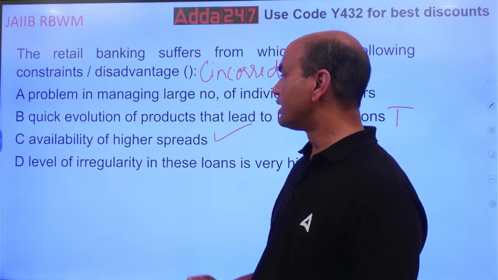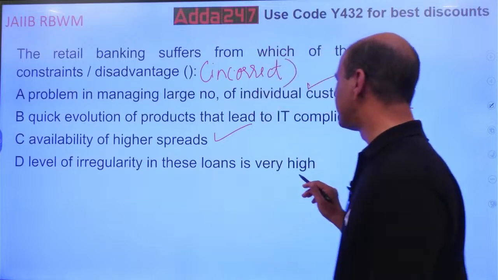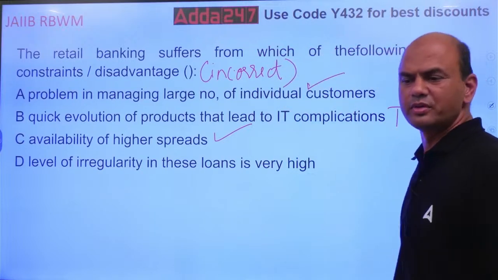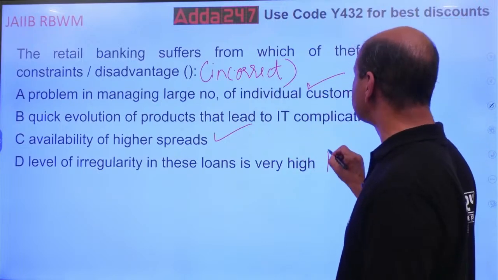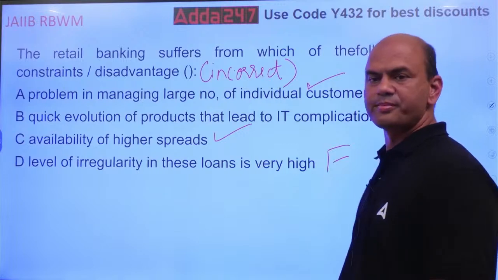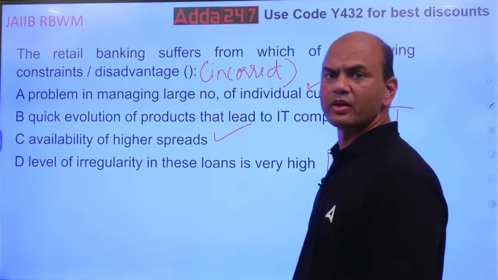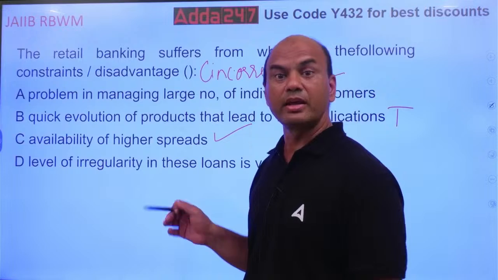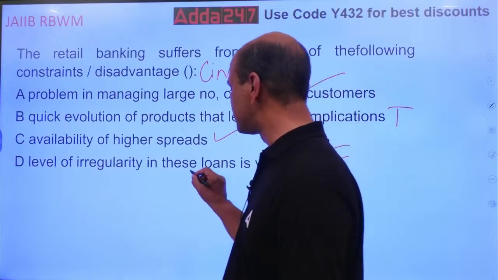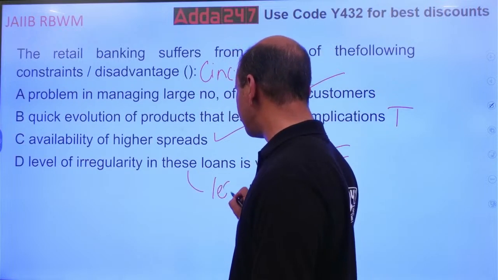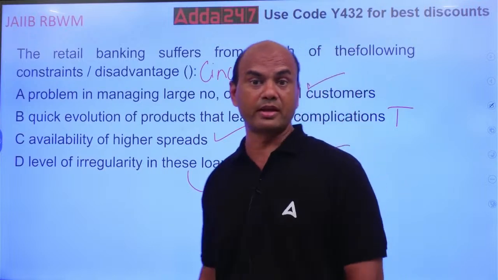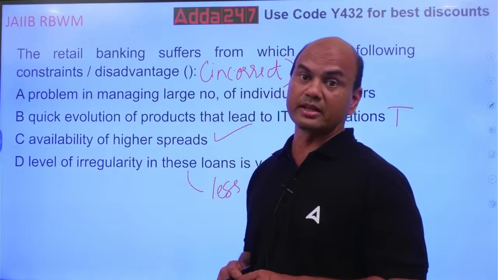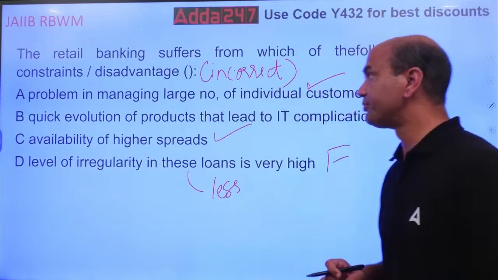Okay? Level of irregularity in these loans is very high. Is this true? Obviously, all the three are true, so this will be false. But you have to understand this also. Level of irregularity or NPAs are more in retail banking? No. NPAs are less. In corporate banking, they are more. Okay, NPAs are more in corporate banking, whereas in retail banking, they are always less.